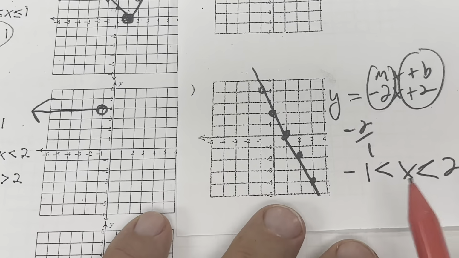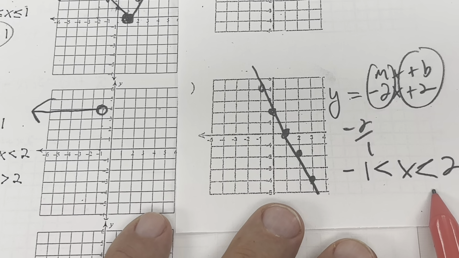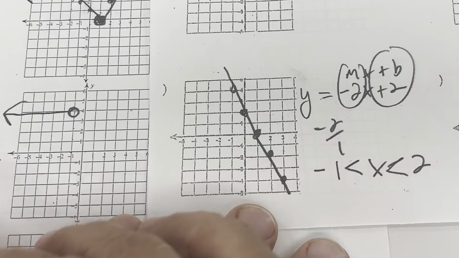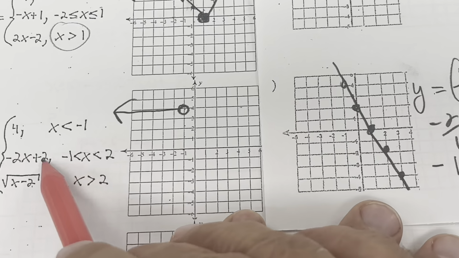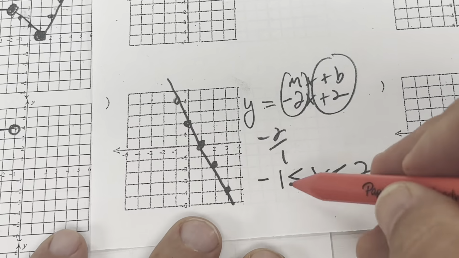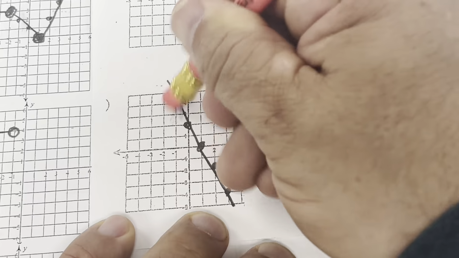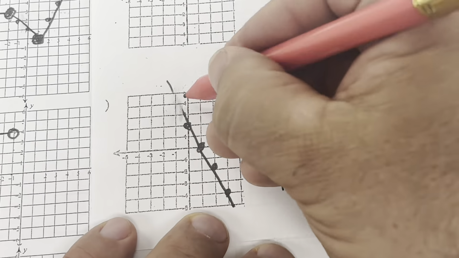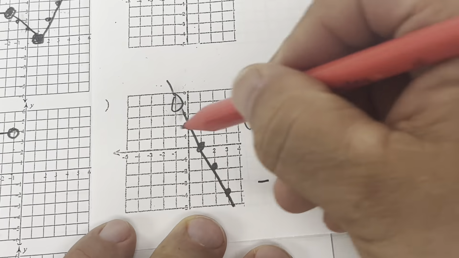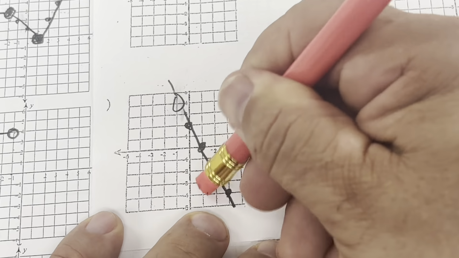Next graph, domain restriction, x is between negative 1 and 2. So on this graph that I graphed from the second equation, I graphed over here, and now I'm going to beat it up. I go over to negative 1, it's an open circle because there's no line underneath the inequality. I go over to 2, I go down, that's an open circle.